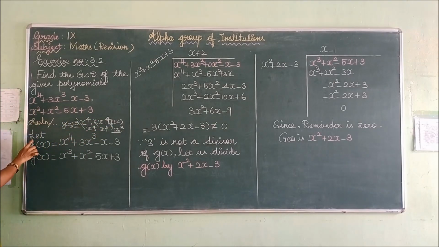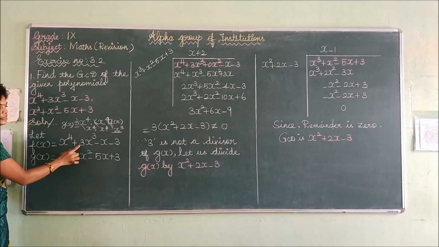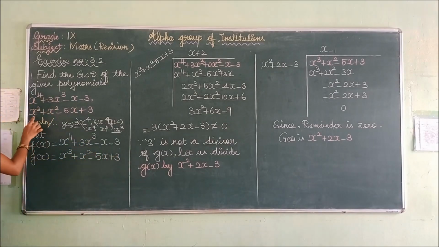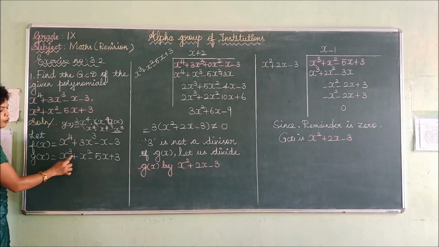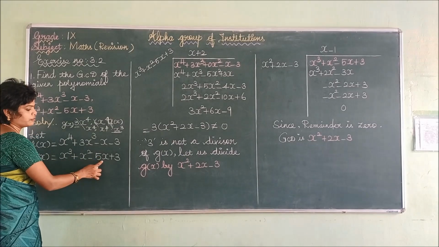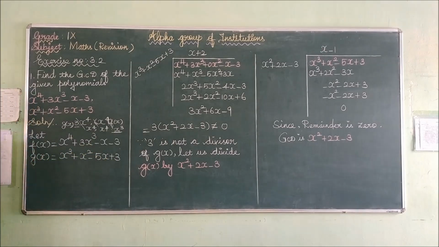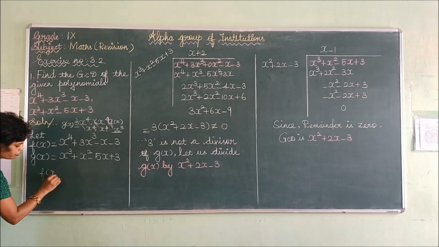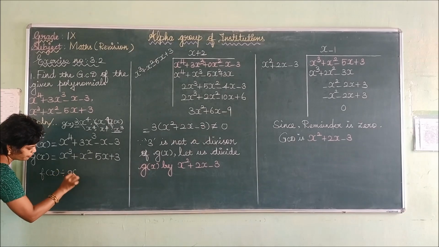So now I am taking the first one, because this is the highest value, f of x equal to x power 4 plus 3x power 3 minus x minus 3. Next, the second polynomial is g of x, which is equal to x cube plus x squared minus 5x plus 3. Okay. So now we are going to divide f of x by g of x.